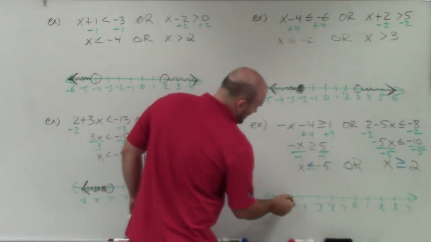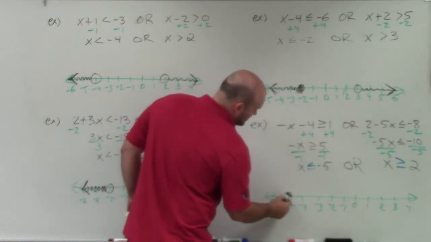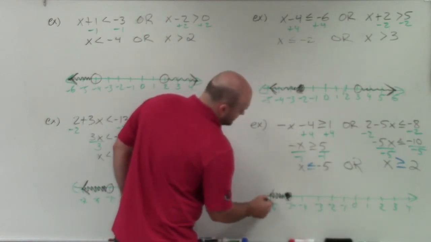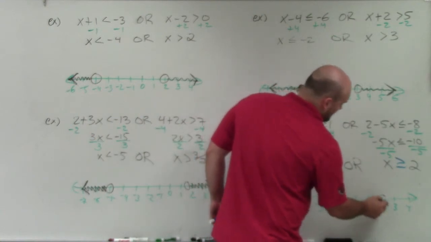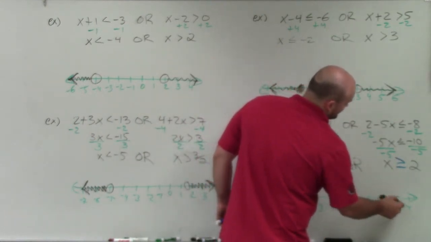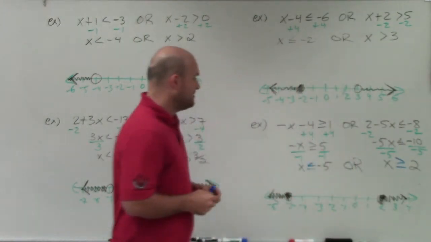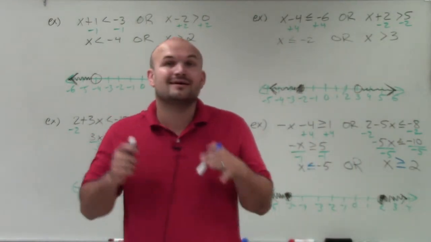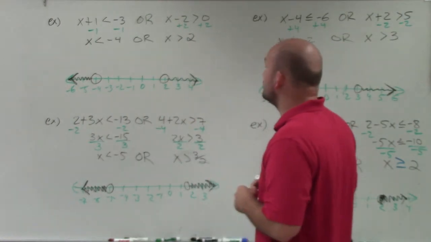Again, you make your point here at -5. That's less than or equal to, so it's going to be a closed circle, and that's going to be going to your left. Over at 2, that's greater than or equal to, so that's going to be a closed circle, and that's going to go to the right. So there you go, ladies and gentlemen. That is how you solve and graph compound inequalities with the conjunction OR.